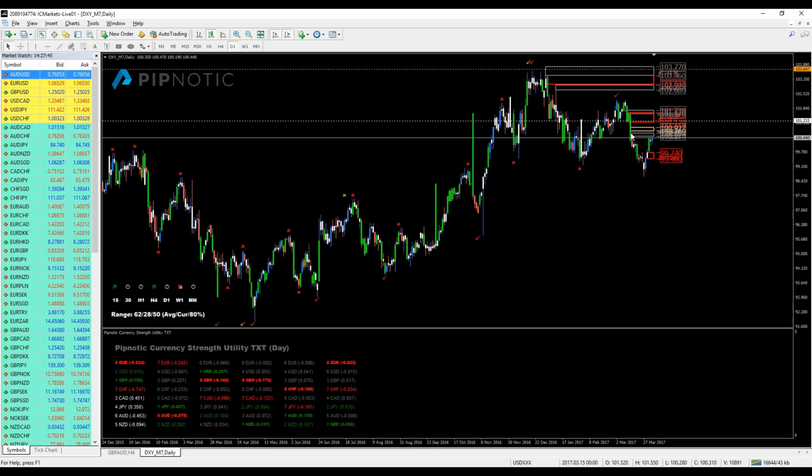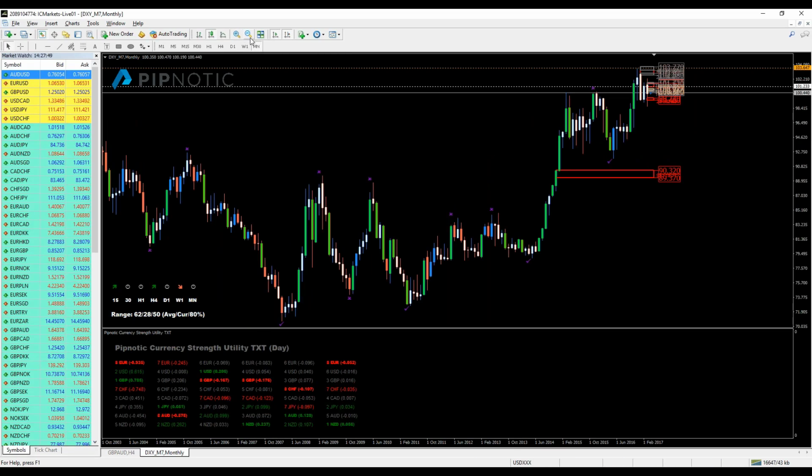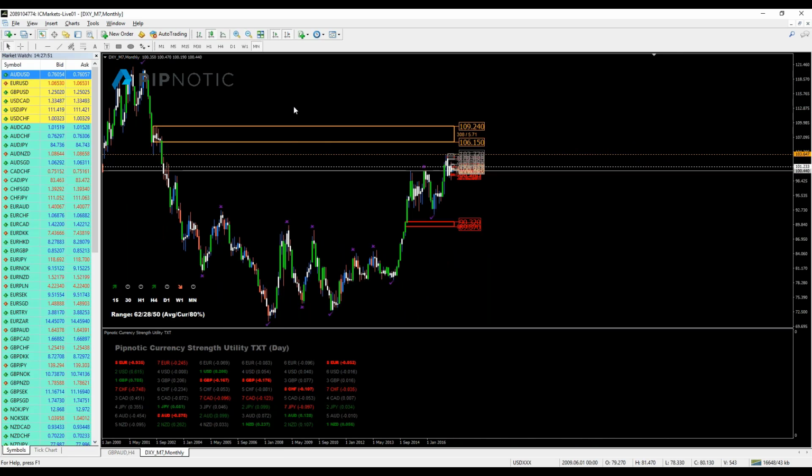Let me remove these small areas. Actually, I need to keep them on there because they're important. But you can see on the monthly that we are reacting at the lows of this area of monthly supply. So we had a test here. This is where price reacted.